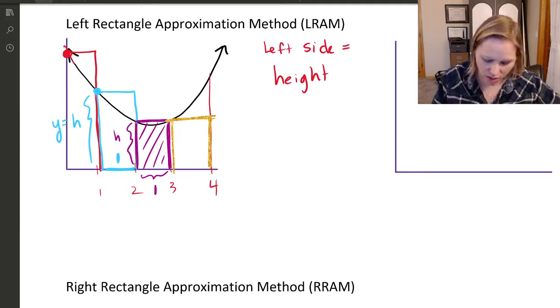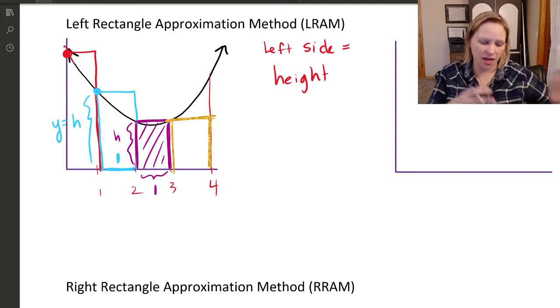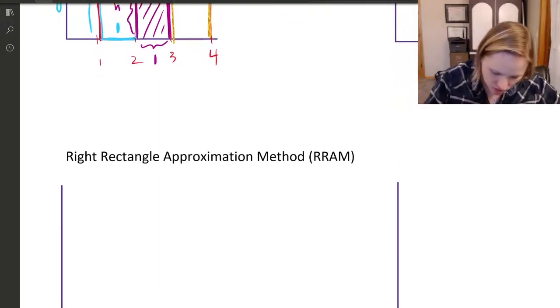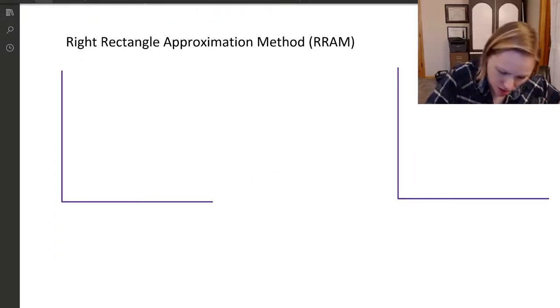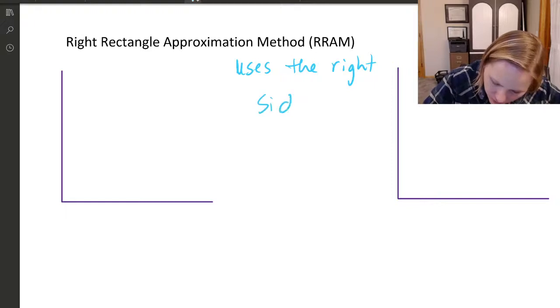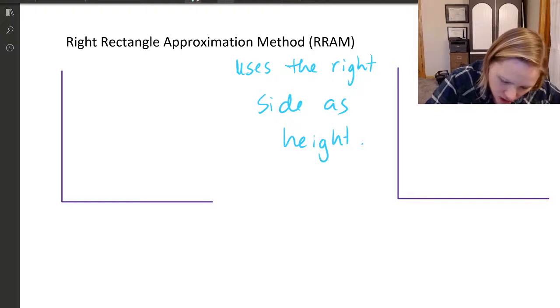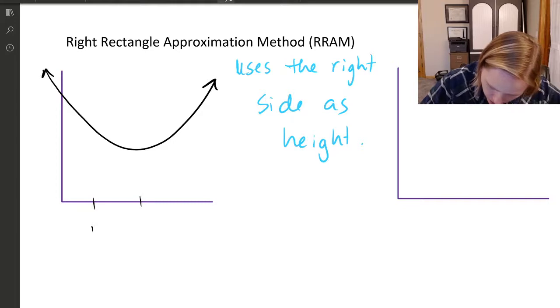Another way that we can draw rectangles is instead of using the left side as my height, I can also use my right side as the height. Here we call this RRAM, right rectangle approximation method. So it uses the right side as the height. So again, if I draw a nice simple curve, we'll draw another parabola here. It's nice and easy. 1, 2, 3, 4.